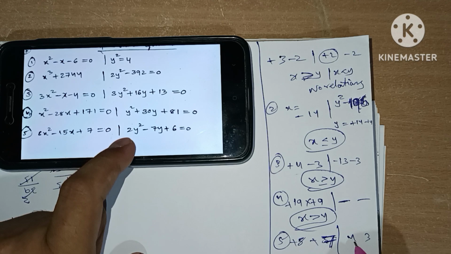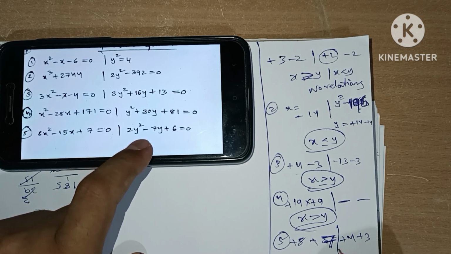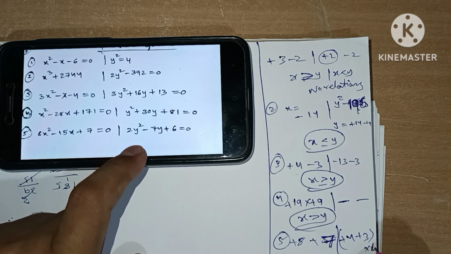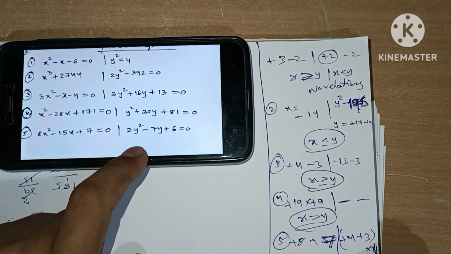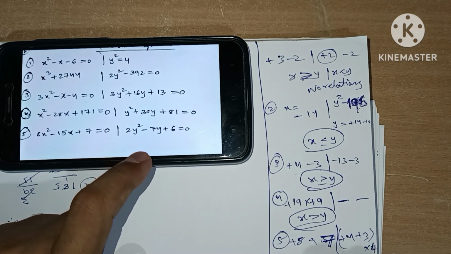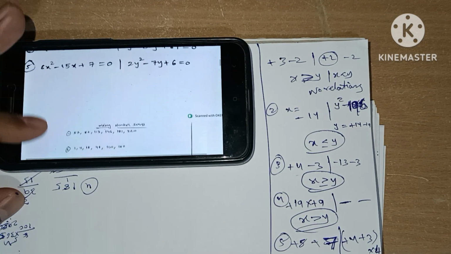Here the signs are both positive. To make the base equal, we need to multiply this with 4. For 3 times 12, for 4 times 16. Now by comparing these two, it is clear that x is lesser than y. Now we have completed quadratic equations.